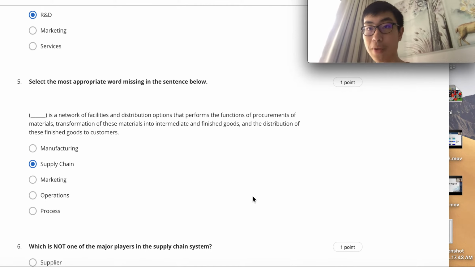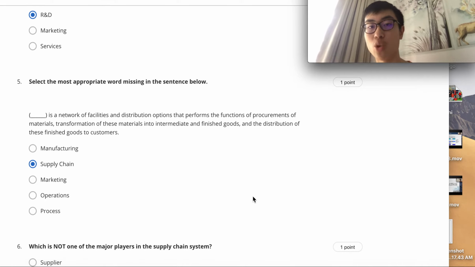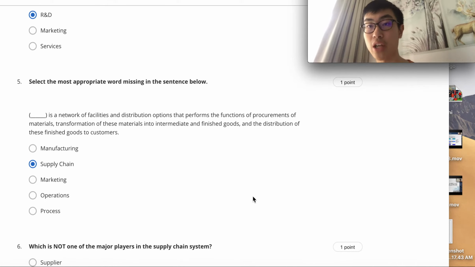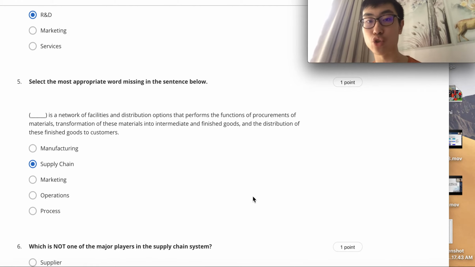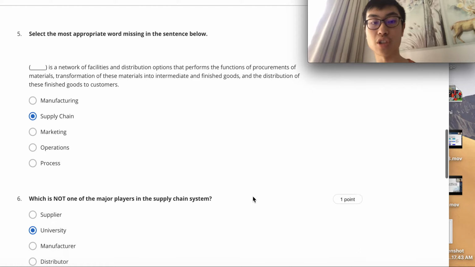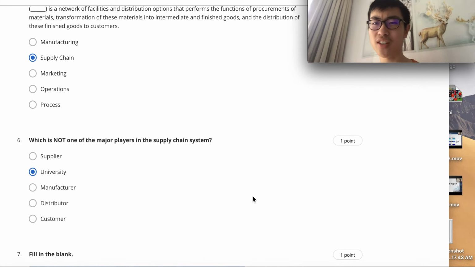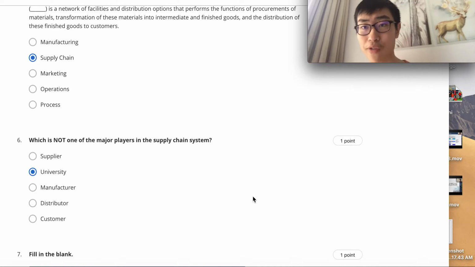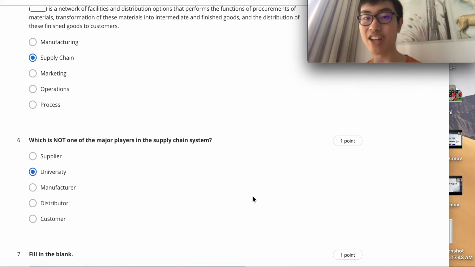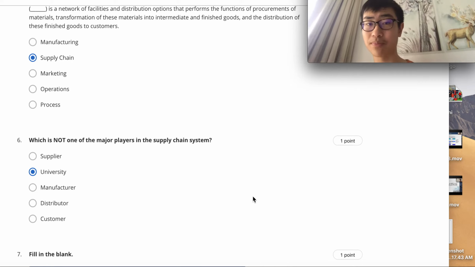Basically, we procure the materials, we acquire the materials, then after manufacturing, we turn it into semi or finished goods, then we distribute this finished good to the customers. So this is basically about supply chain. The sixth question is a kind of free giveaway, because what is university's role here? So definitely university is the wrong answer. It is not a major player in supply chain system.